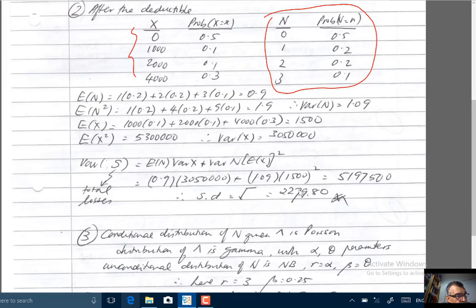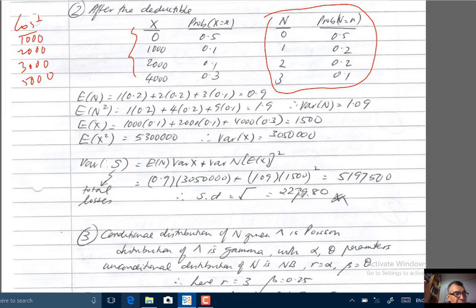To reduce cost, the insurer imposes a per claim deductible of 1,000. So let me write the information given in the question. We have 1,000, 2,000, 3,000 and 5,000, these are the values of the cost. Now, to reduce cost, the insurer imposes a per claim deductible of 1,000. Compute the standard deviation of the insurer's losses for this year.